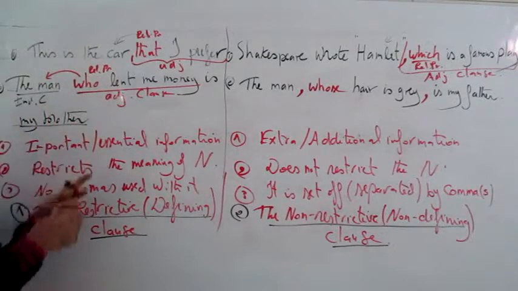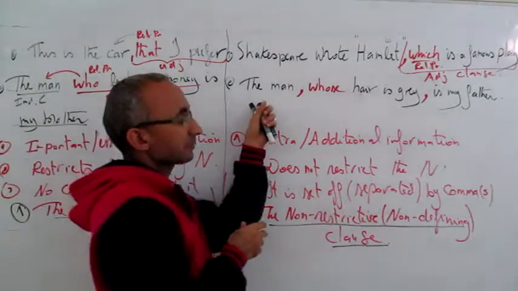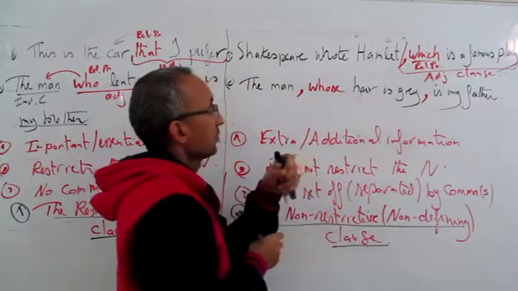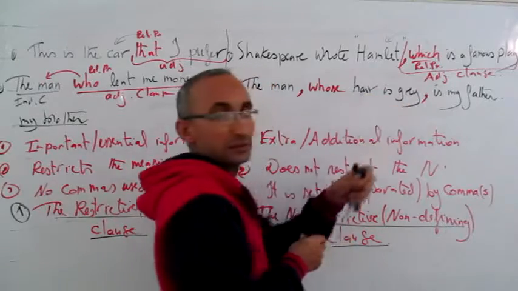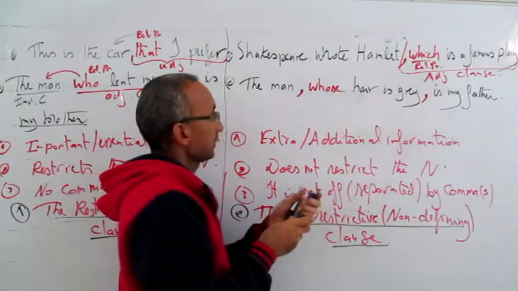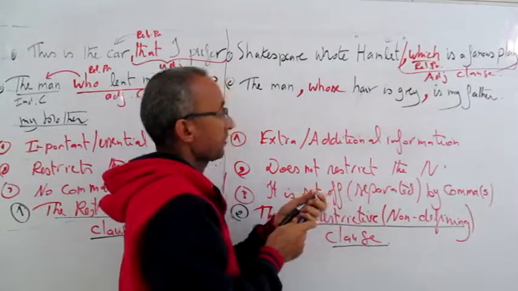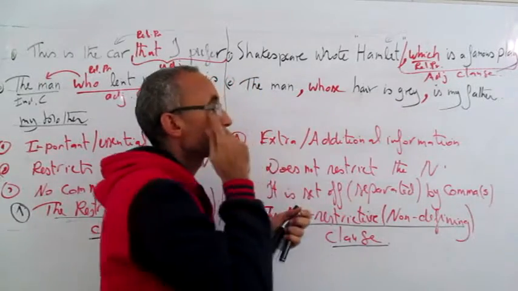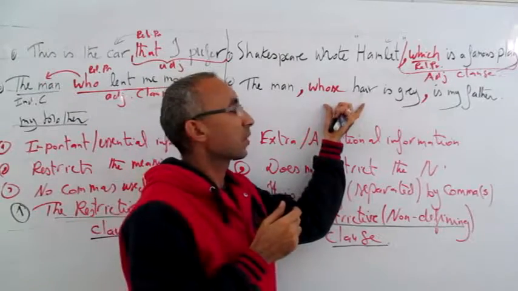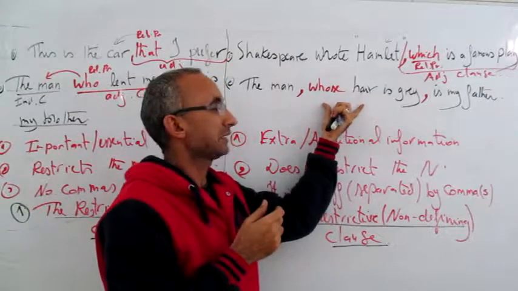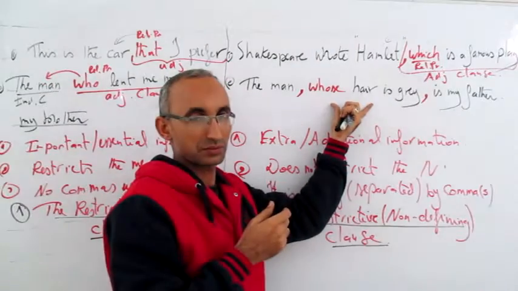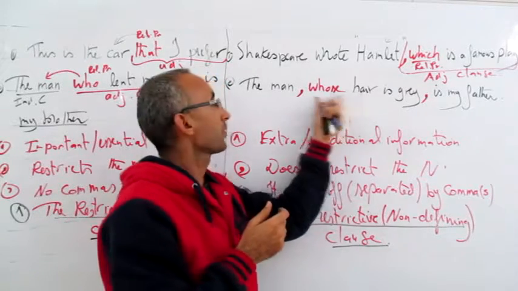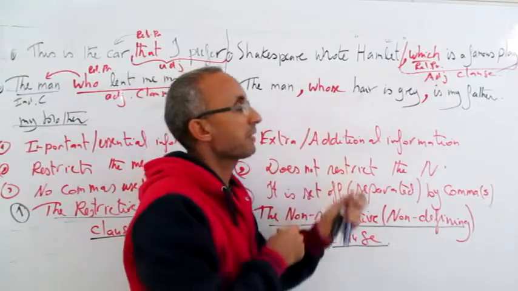On the other hand, the other one, the man is my father. Now, whose hair is gray? Here, the man is my father, whose hair is gray. Now, look at this piece of information: his hair is gray. Is it essential? Important? I don't think so. The man is my father.